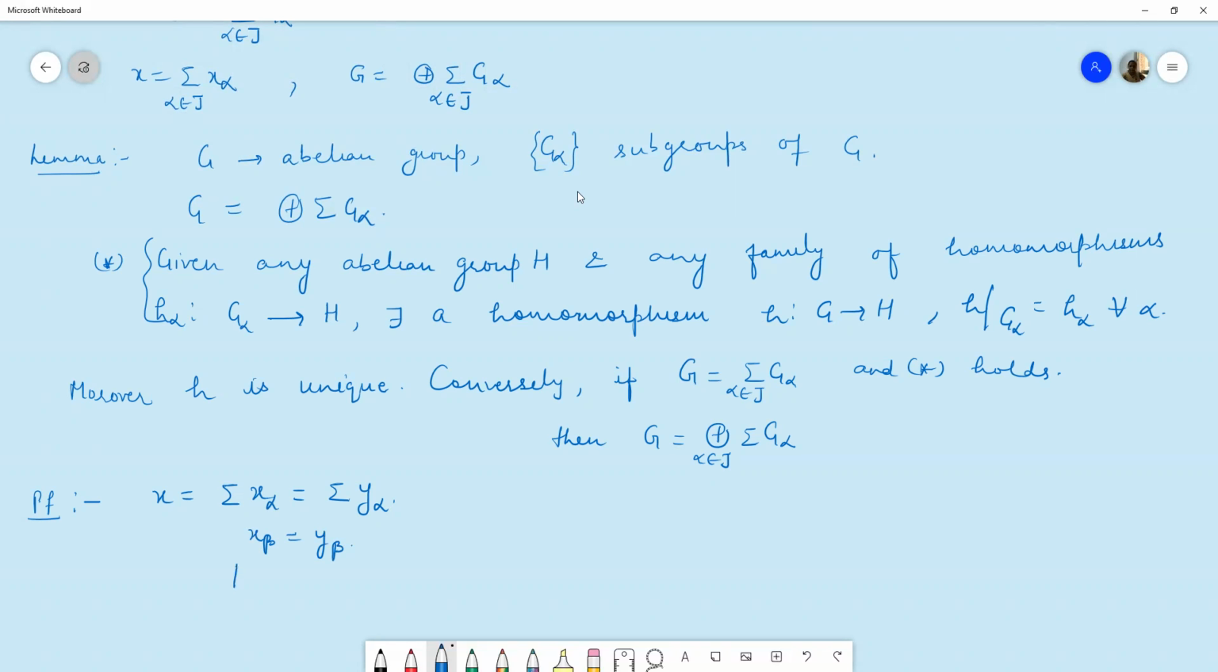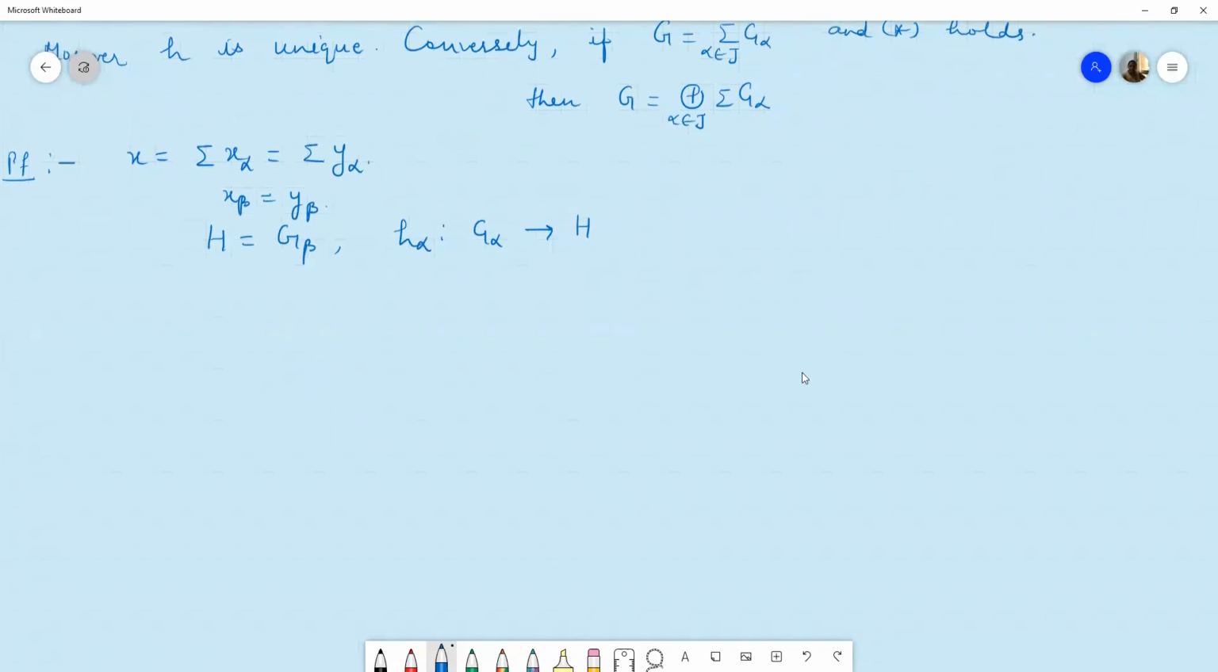And we take our capital H to be the group G beta, and we take H alpha, the mapping from G alpha to H. The star condition says that for any given abelian group H and any family of homomorphisms H alpha from G alpha to H, there exists a homomorphism. So by this condition, now this H alpha from G alpha to H is basically the trivial homomorphism. We define this to be the trivial homomorphism whenever alpha is not equal to beta.